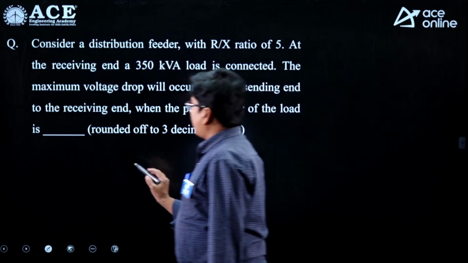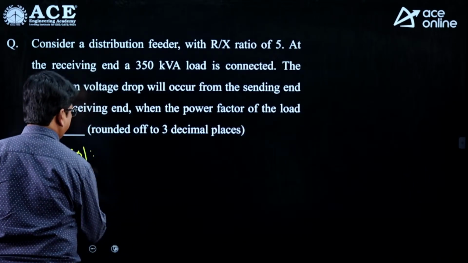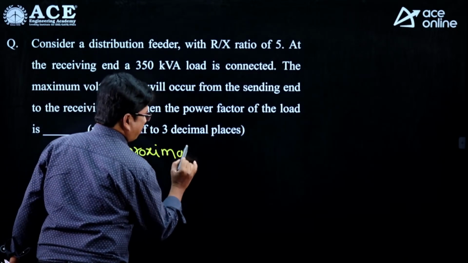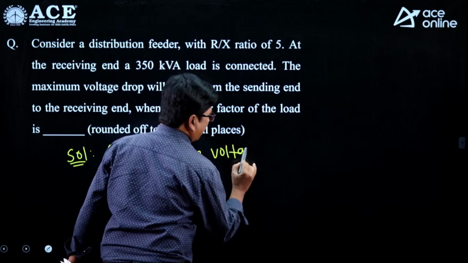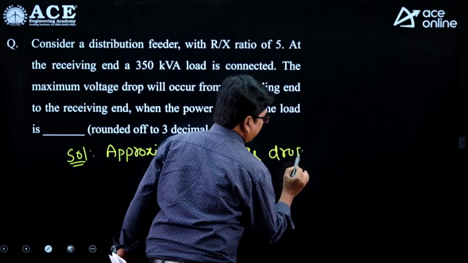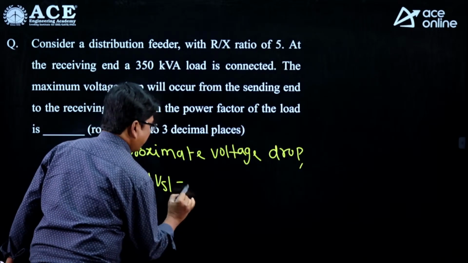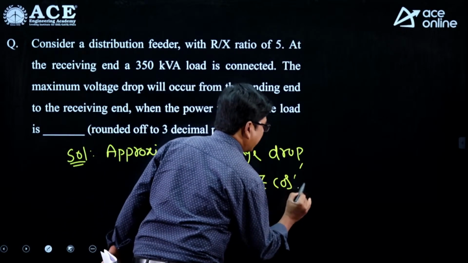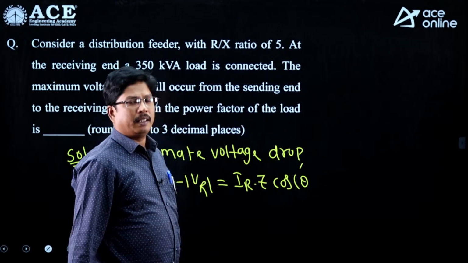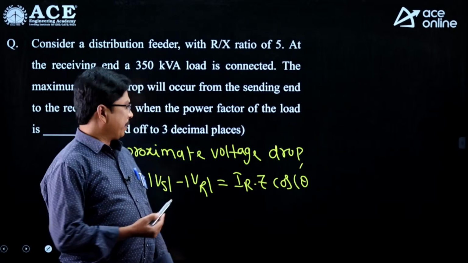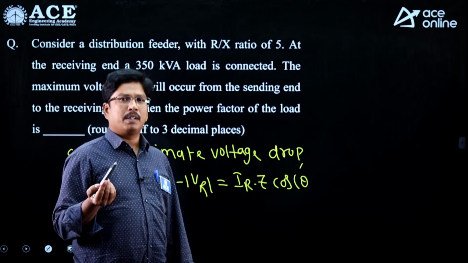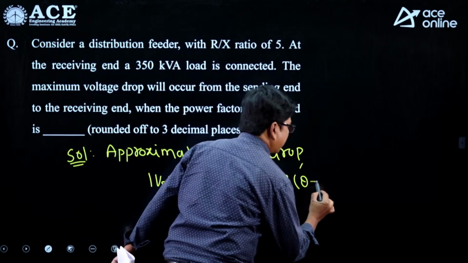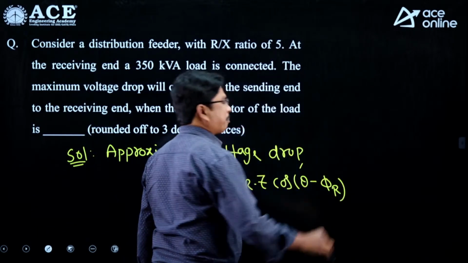So we know that the approximate voltage drop in a line, Vs minus Vr, is nothing but I R into Z cos of theta. Actually it is cos of theta minus phi R for a lagging load and theta plus phi R for a leading load. As they are asking for maximum voltage drop, maximum voltage regulation, which will occur for lagging loads only, we have to take minus phi R. This is the approximate voltage drop.